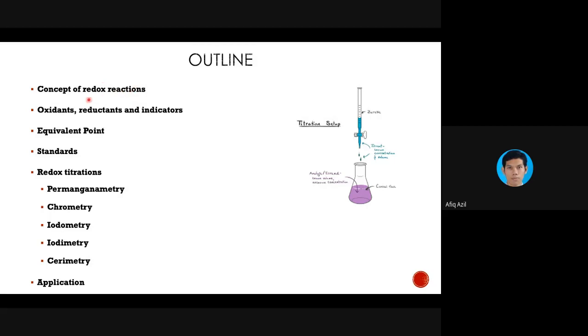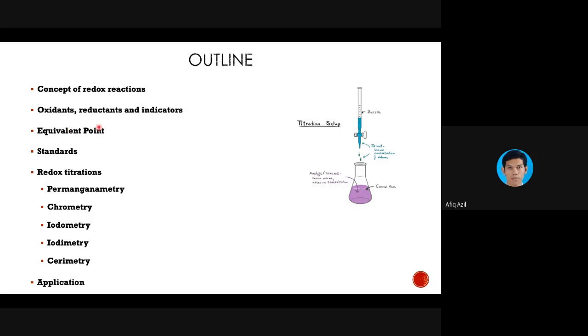So what we will cover in this unit, we will look into the concept of redox reactions, which is on the reducing agent, oxidizing agent, so on. So oxidants, reductants, and some of the examples and types of indicators commonly used in redox titration. Then we will see the equivalent point.